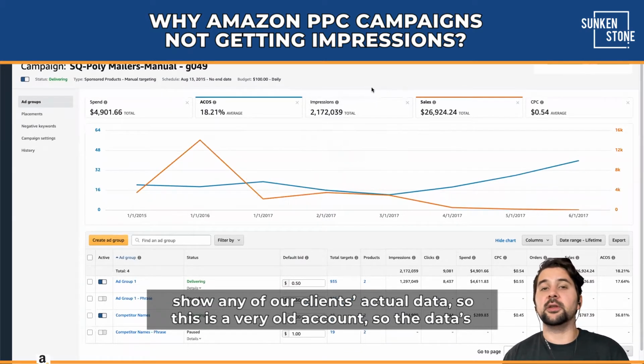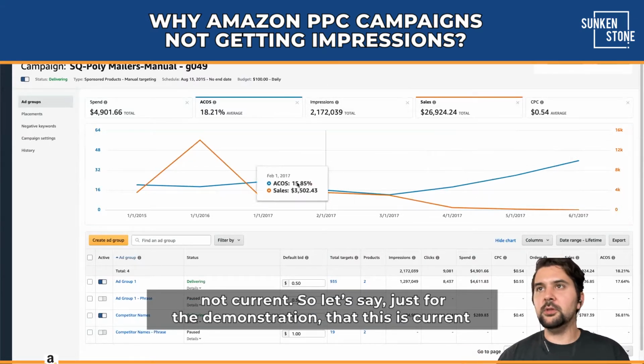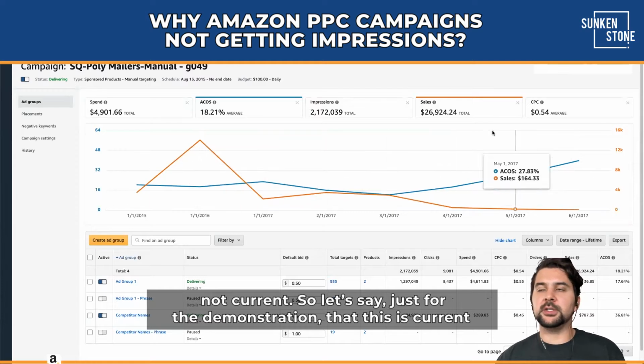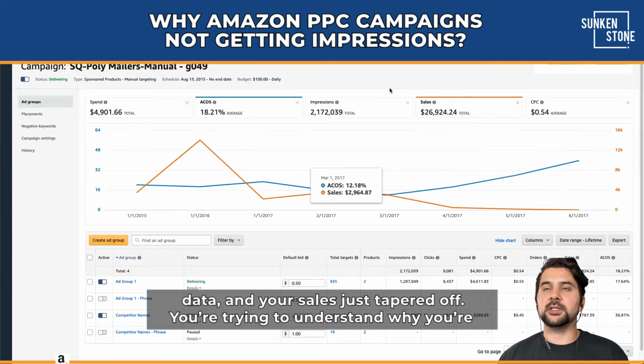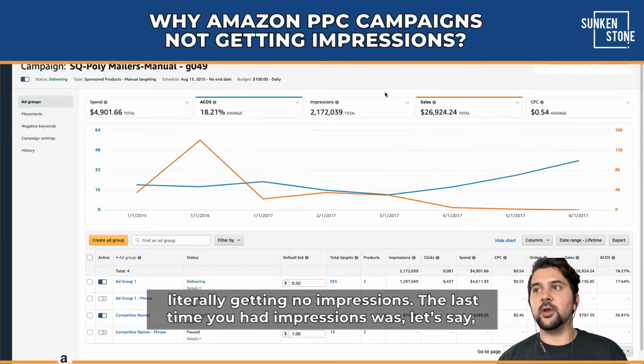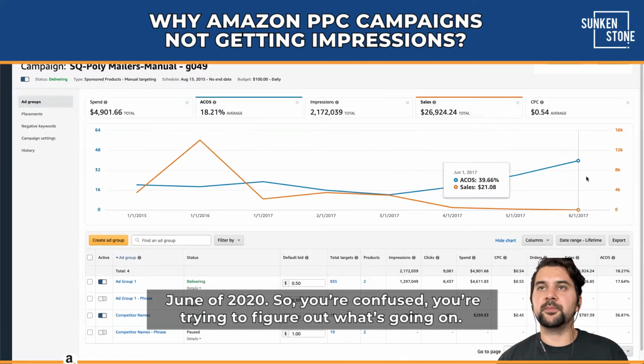We don't want to show any of our clients' actual data, so this is a very old account, so the data is not current, but let's say for the sake of argument, or just for demonstration, that this is current data, and then just all of a sudden, your sales just tapered off. You're trying to understand why. You're literally getting no impressions. The last time you had impressions was June of, let's say, 2020. So you're confused, you're trying to figure out what's going on.